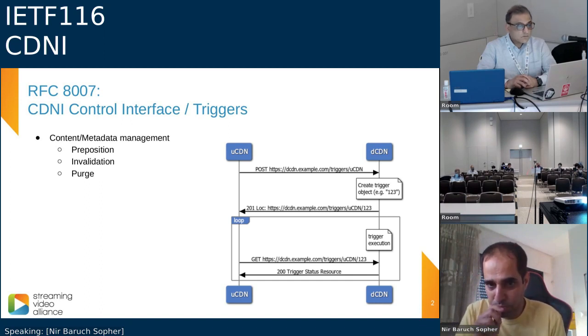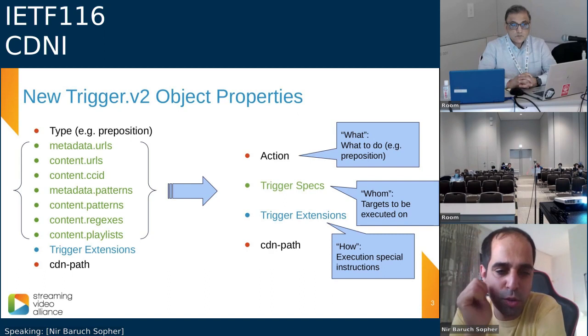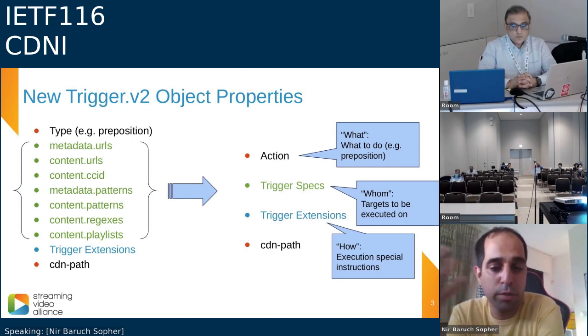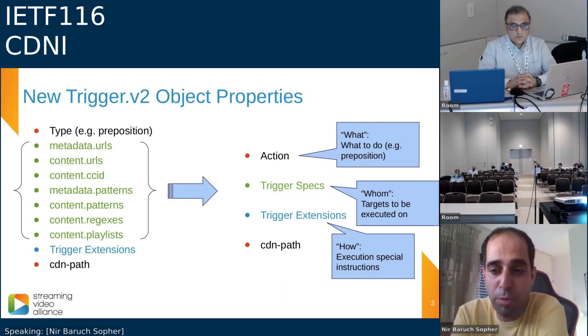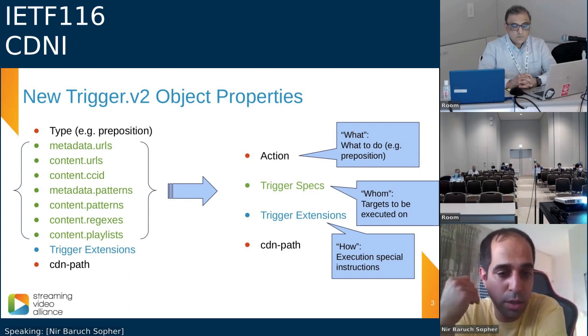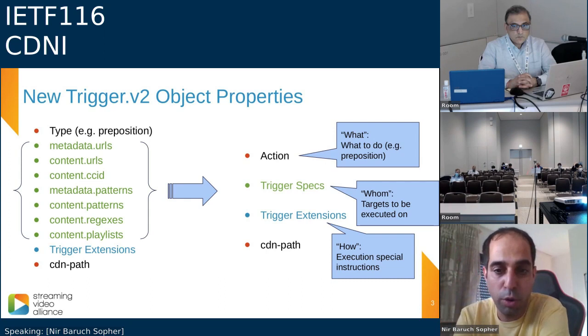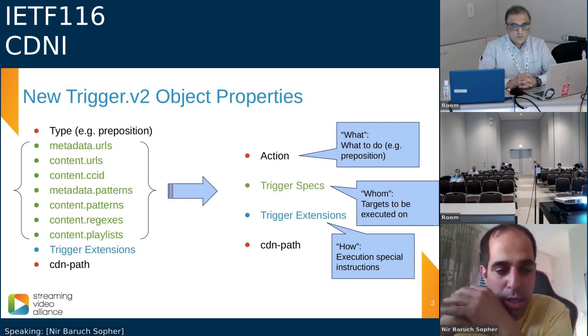Let's proceed. Next slide, please. Thanks. So, on the left, you see the original, almost original. The original trigger structure was composed of a type property, for example, preposition, allow preposition of content, or purge or invalidation. And then there were several properties that define which targets to run on, for example, metadata URLs or content URLs. And then we didn't have the trigger extension, and then we had the CDN path that was used for loop detection in case of a hierarchical CDN structure.